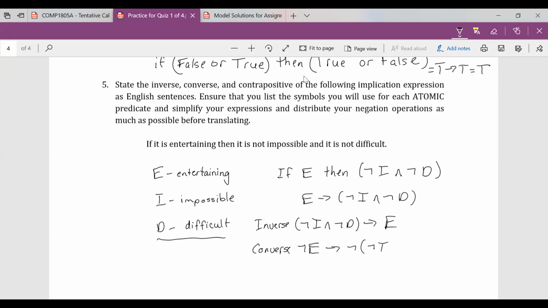implies, and then I would want to simplify this before I translated it. So I would apply De Morgan's to this expression here, and I would get I or D. So then I would say if it's not entertaining, then it is impossible or it is difficult.